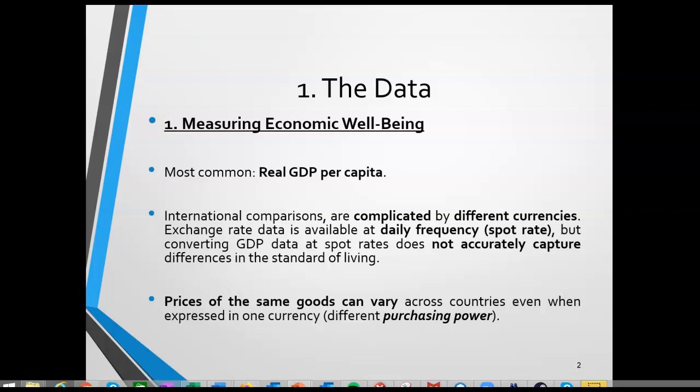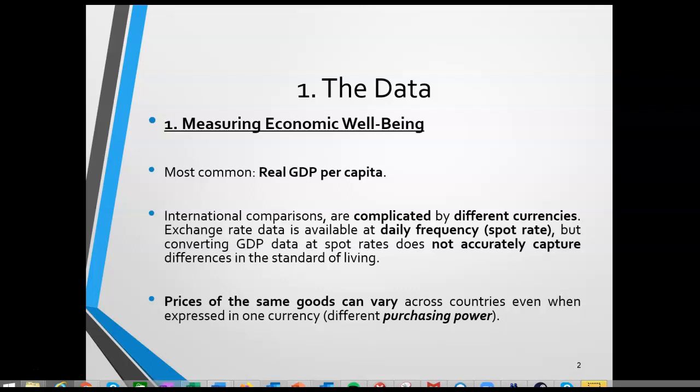Why is that? Well, for one, exchange rates change a lot on a daily basis. They can move as much as 10, 15, sometimes 20% from one week to another. And clearly the standard of living between two countries doesn't change that dramatically. That's simply a pricing issue that exists in the exchange rate market. But even if we ignore that, this is what we call day-to-day volatility, even if we abstract from that, the purchasing power of a unit of currency abroad can be different from its purchasing power at home.